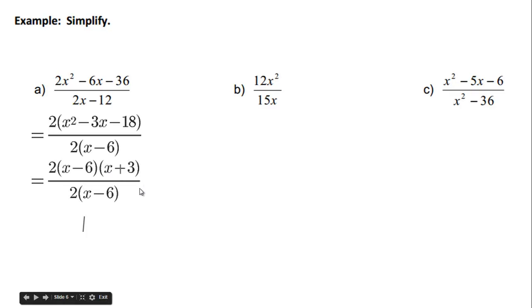So you can see the little line kind of covers that mistake up, and I just call attention to it anyway. Now you can always check it to make sure it worked. x times x is x squared, negative 6x plus 3x is negative 3x, negative 6 times plus 3 is negative 18. So we've got something now that can be canceled out. Let's cancel out the x minus 6s and the 2s. We get x plus 3.